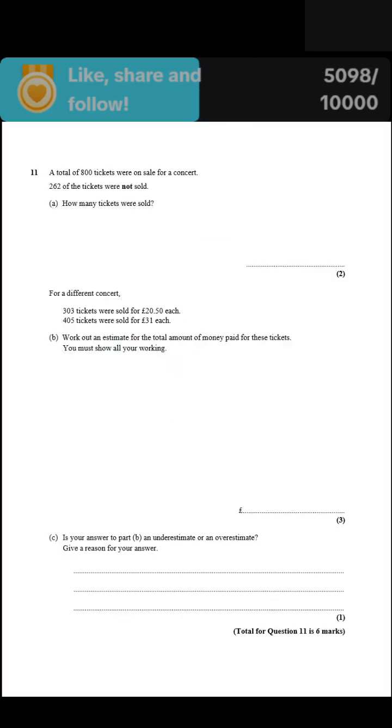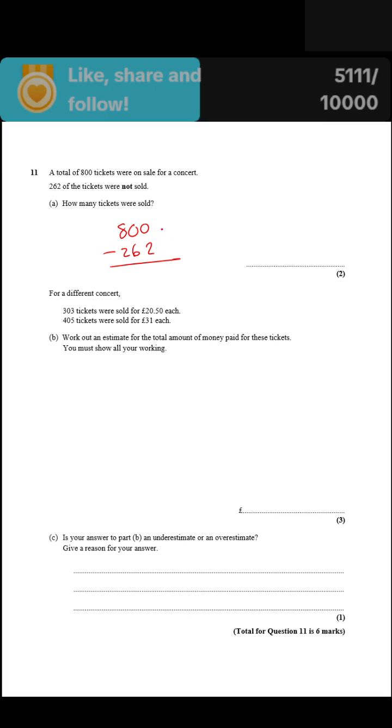Okay, so on to the next part of the Edexcel Foundation paper. It says a total of 800 tickets were on sale for a concert. 260 of the tickets were not sold. How many tickets were sold? So the tickets were either sold or they weren't. There's only 2 options available. So we're going to do 800, take away 262.